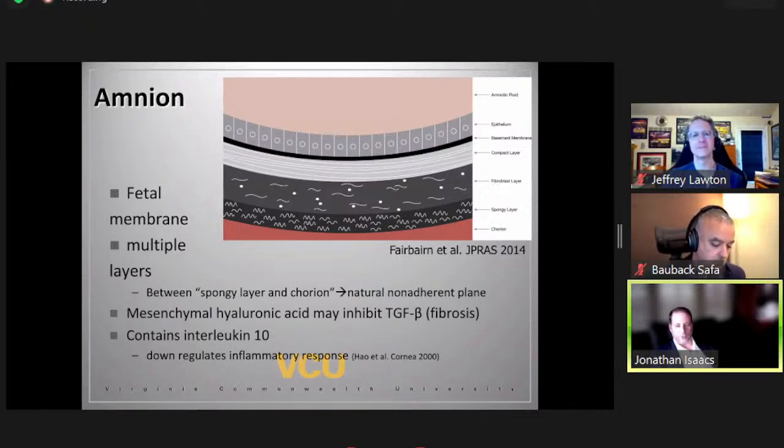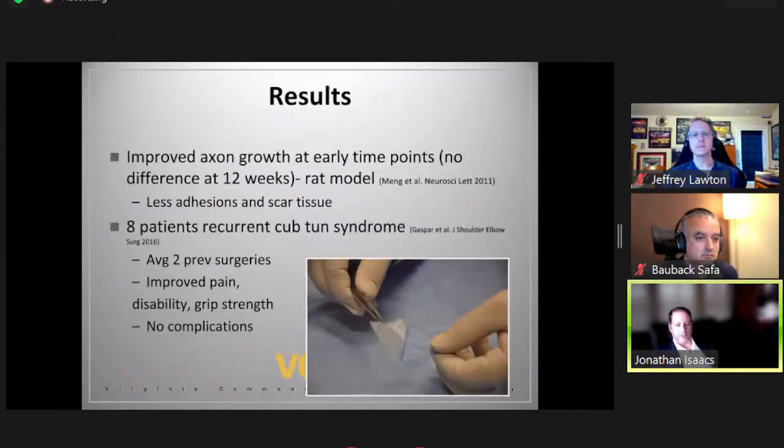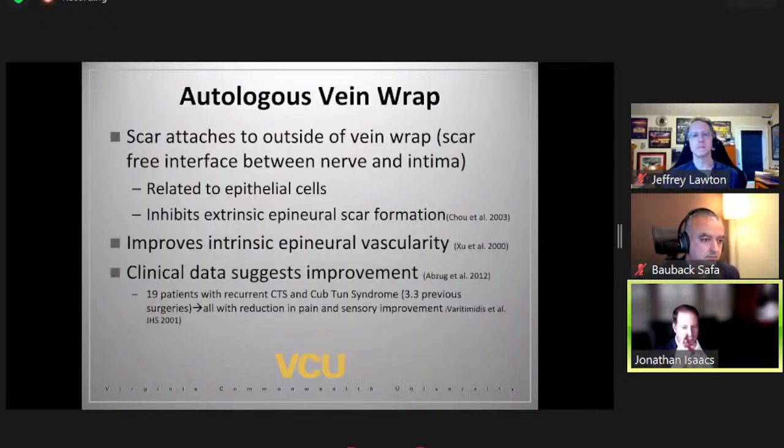Okay, I guess that's kind of cool to think about that allows the nerve to glide. I don't know if that really works that way or not, but certainly there appear to be factors in this material that inhibit fibrosis and downregulate inflammatory response. When applied to an animal nerve repair, it didn't really improve axon regeneration, but the investigators did report less adhesions and scar tissue. And similar to the other products I've shown you, case series showing patients with multiple previous surgeries re-released, this stuff wrapped on the nerve, and the patients felt better and had some positive objective findings.